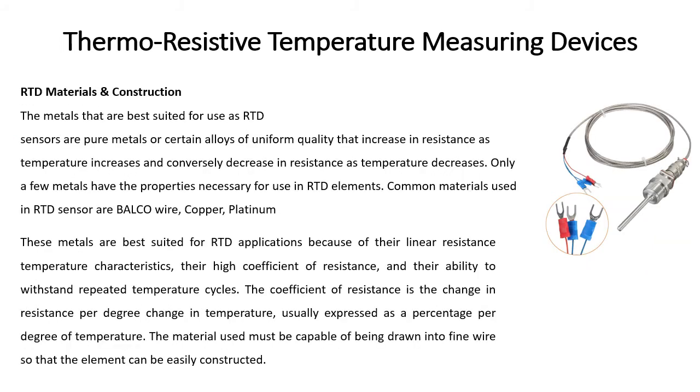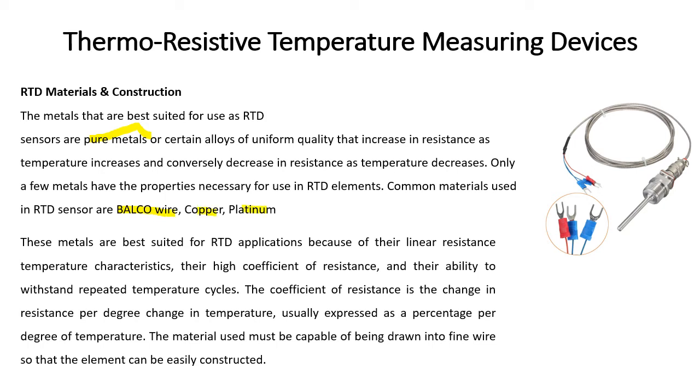Now, RTD materials and construction. The metals best suited for use in RTD sensors are pure metals or certain alloys of uniform quality that increase in resistance as temperature increases, and conversely decrease in resistance as temperature decreases. Only a few metals have this kind of property necessary for use in RTD elements. Common materials used in RTD sensors are Balco wire, copper and platinum.